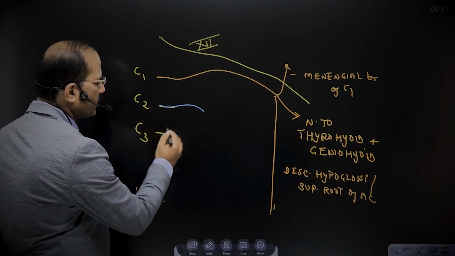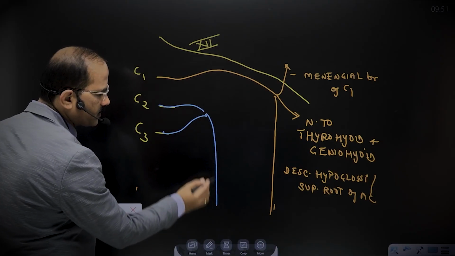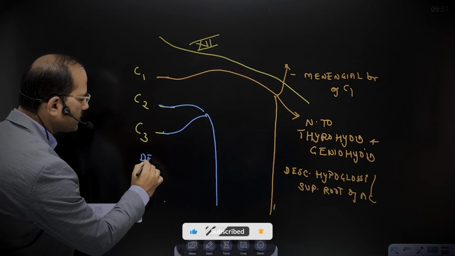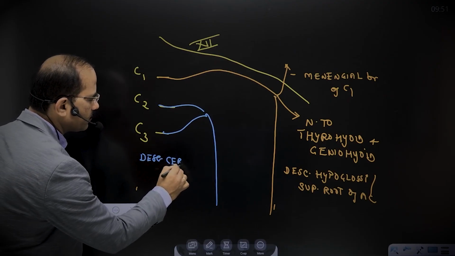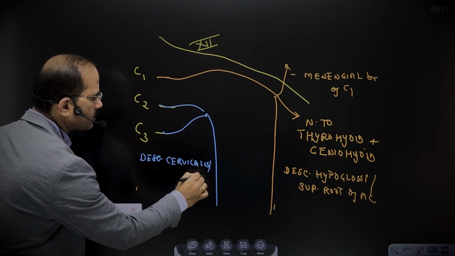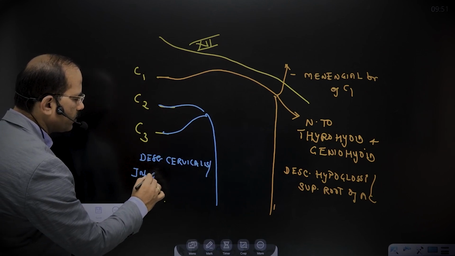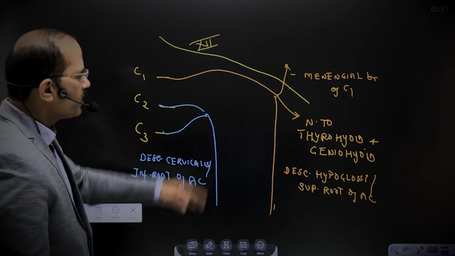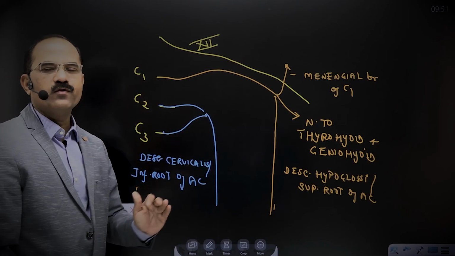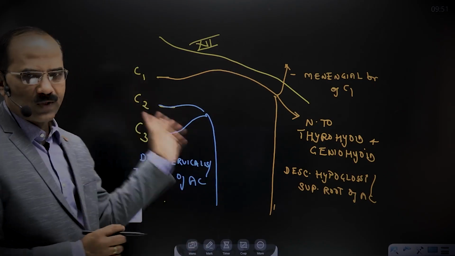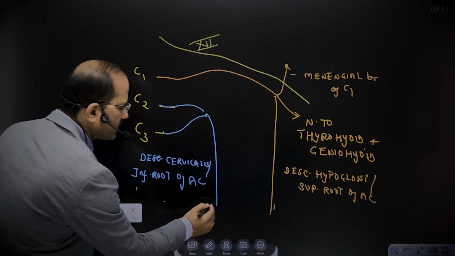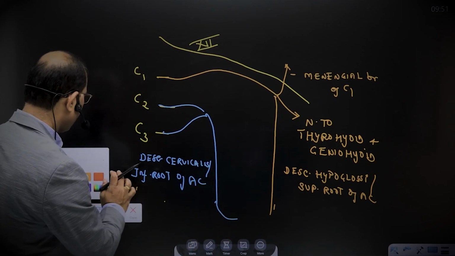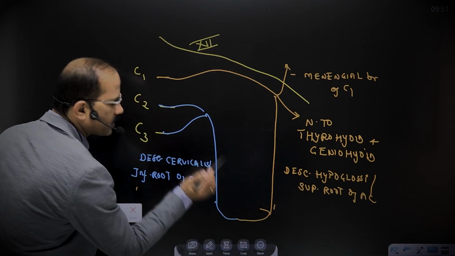Now coming to C2, C3. C2, C3 join together, and descend down from the cervical part of the spinal cord. This is what we call the descending cervicalis, or the inferior root of Ansa cervicalis. Clear? How is it formed? C2, C3. Now this descending cervicalis will come here, and the descending hypoglossi will come here, and together they join to form this Ansa cervicalis.